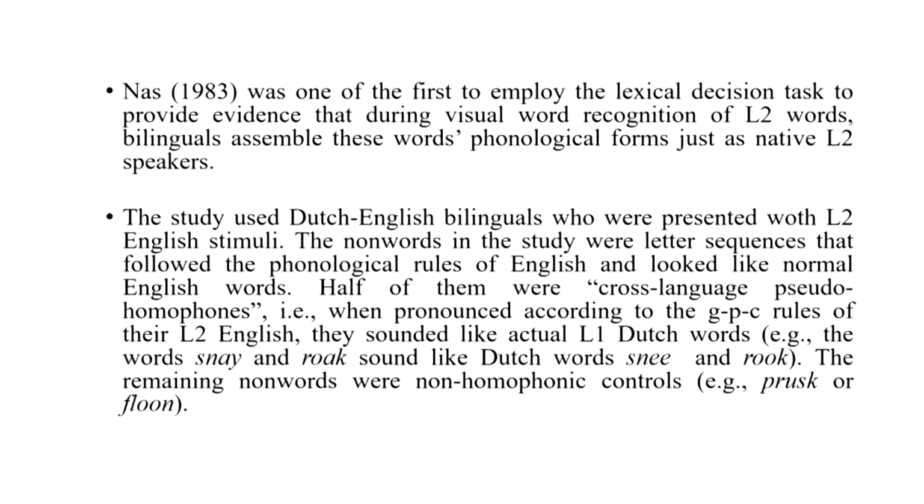Now, Nas was one of the first to employ the lexical decision task to provide evidence that during visual word recognition of L2 words, bilinguals assemble these words' phonological forms just as native L2 speakers would do. The study used Dutch English bilinguals who were presented with L2 English stimuli. The non-words in this study were letter sequences that followed the phonological rules of English and looked like normal English words. However, half of them were cross-language pseudo-homophones, basically that when they were pronounced using the spelling to sound rules of English, they would sound like actual L1 Dutch words. For example, the words snee and rook actually sound like words snee and rook from Dutch. The remaining non-words were non-homophonic controls, for example, prusk or floen, which do not sound like Dutch words.